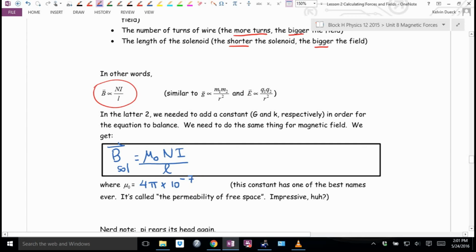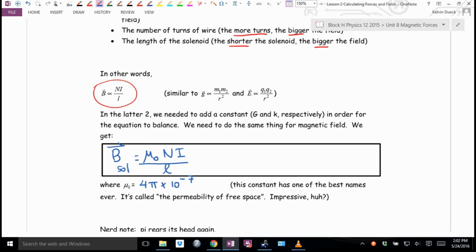And it has one of the best names. It's called the permeability of free space. Kiowa, what did you learn in school today? Mummy, I learned all about the permeability of free space. Oh, Kiowa, you are ever so clever. Okay. 4 pi times 10 to negative 7.